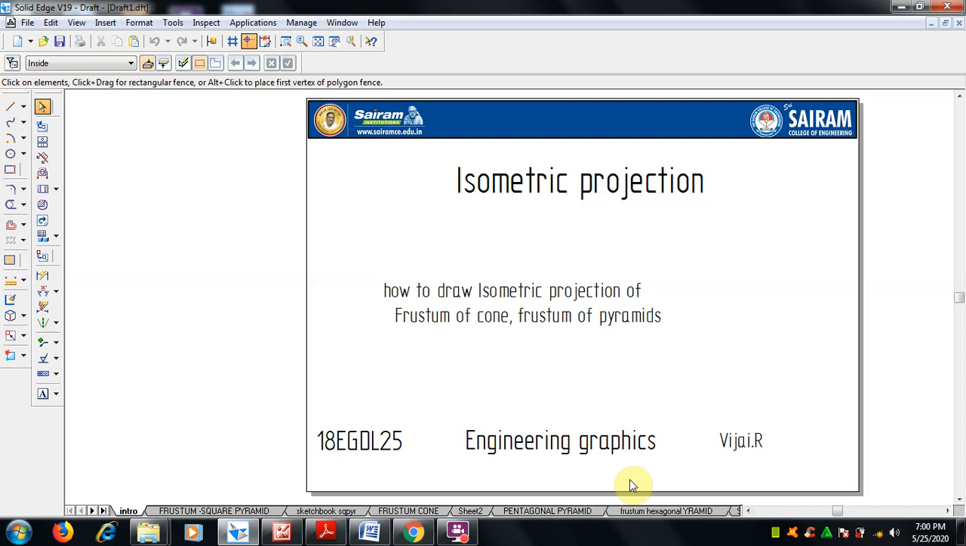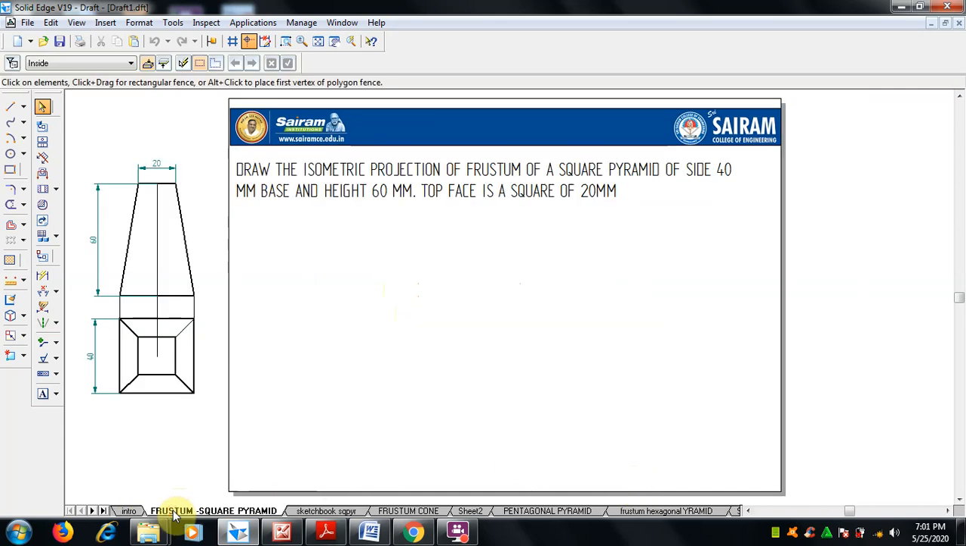Hi guys, now we are going to see isometric projection: how to draw the isometric projection of a frustum of a cone and frustum of pyramids. So here I'll take an example.